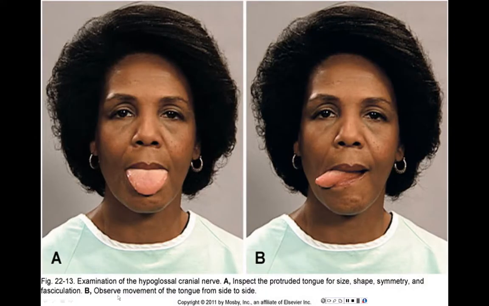So this is examination of the hypoglossal cranial nerve: the protruded tongue for size, shape, symmetry, and any kind of fasciculation or funny movements. And then you're going to observe the movement of the tongue from side to side.